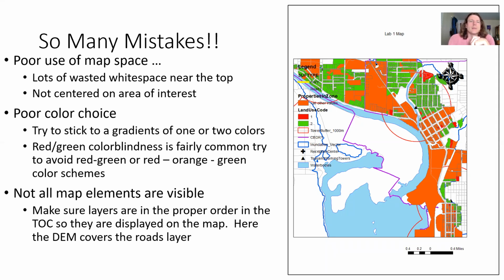So if we look at this map, one of the first things you might notice is that there's a really poor use of the map space. There's lots of wasted white space near the top, and the map isn't centered on the area of interest. So when you create a layout in ARC, you're given that map sheet. The idea is to try and maximize your use of that map sheet. Fill it in, don't have a bunch of extra white space. If you're not going to fill it in, use a smaller map sheet.